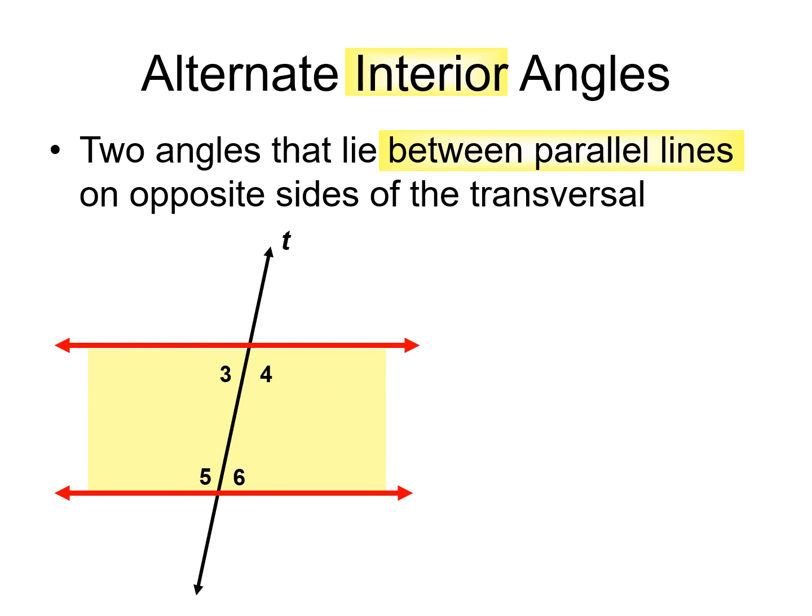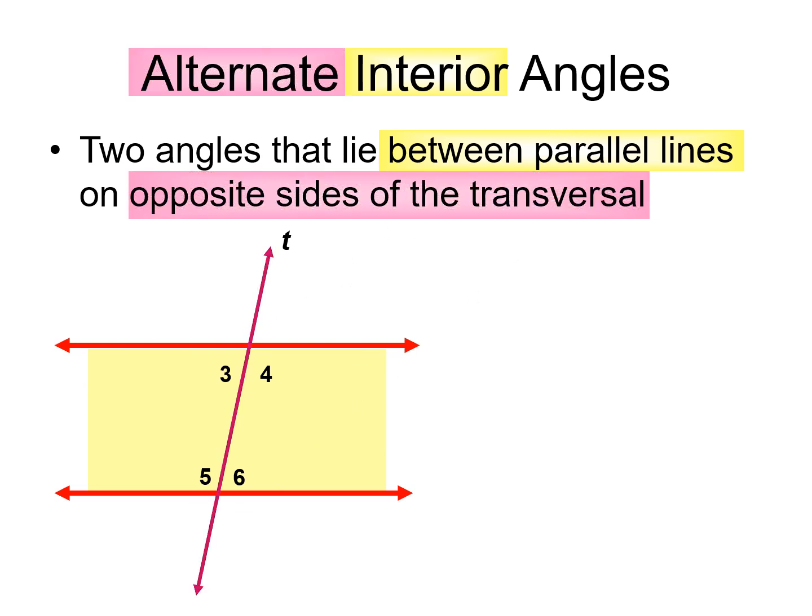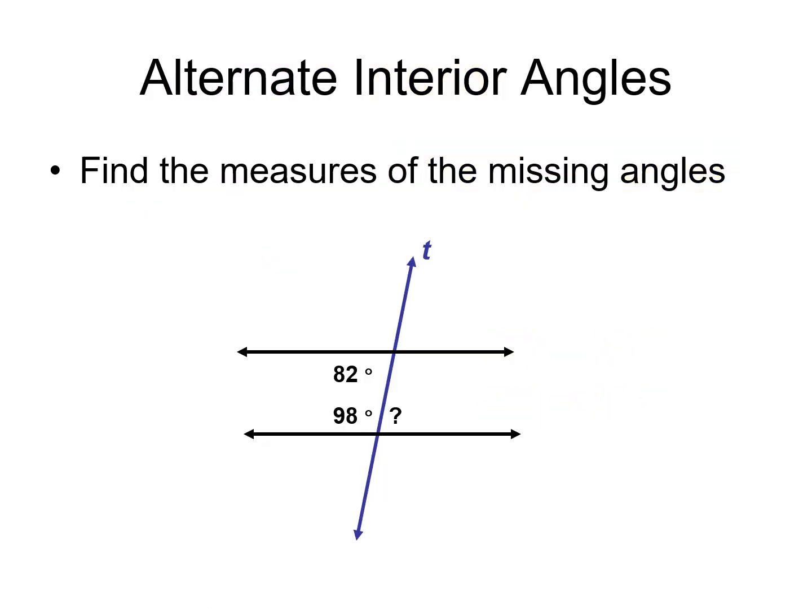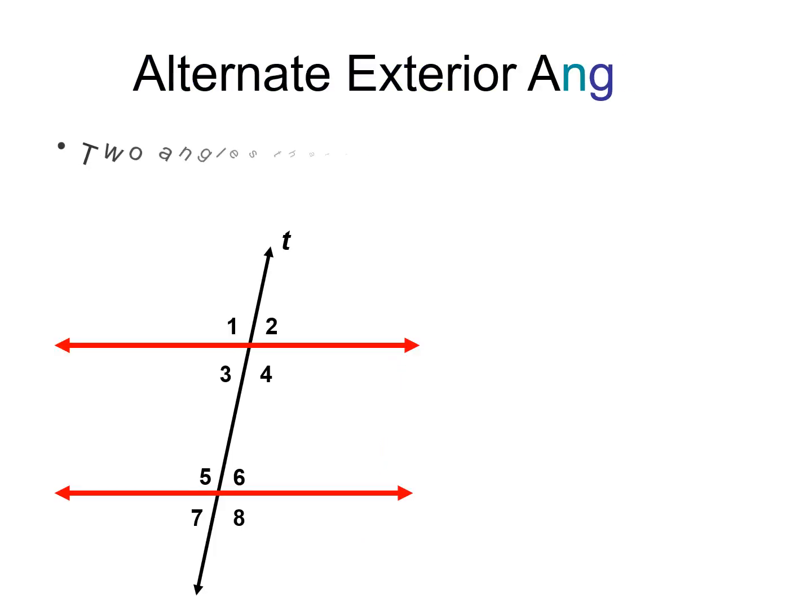Now, we take only 3, 4, 5, 6 in the interior region. Alternate means opposite sides of the transversal. So 3 is congruent to 6. 4 is congruent to 5. Next, let us do one question based on this concept. So if 98, by the linear pair concept, 98, already 82 is given. So for the alternate interior angle we use 82 degrees.